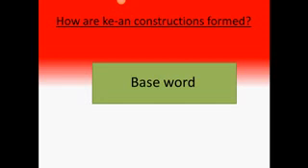Okay, so firstly, how are Kaan constructions formed? You start with the base word. Indonesian has got lots of base words. You start with one of those and you add the ke prefix and the an suffix to the base word to form a Kaan construction.